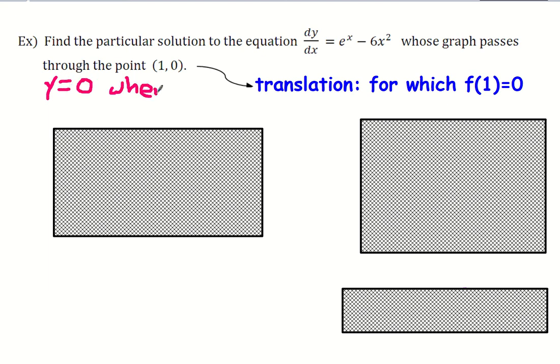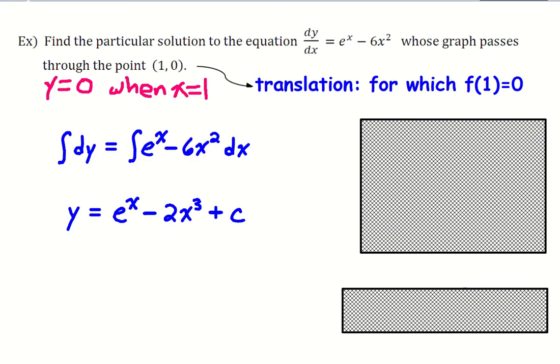Or the other translation, y equals 0 when x equals 1. Sorry, that's so sloppy, just using my mouse to do that. But yeah, so just to show you another little variation of how they can give you an initial value. You're going to, again, do the same thing: move the dx to the other side, integrate both sides, this one with respect to y, this side with respect to x.